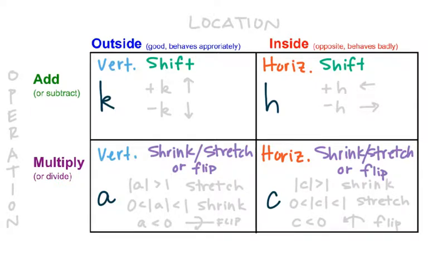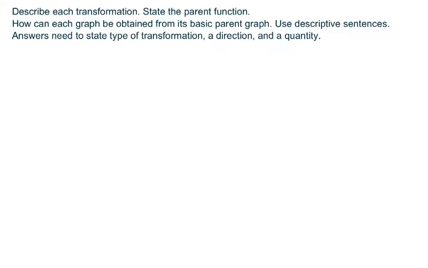Now let's jump into some examples. For these next few examples, we're going to describe each transformation. We're going to make sure that we state the parent function, and then we're also going to state how the graph can be obtained from its basic parent graph. In order for us to do this, we're going to use descriptive sentences or phrases. When we state our answer, we need to state the type of transformation, a direction, as well as a quantity.